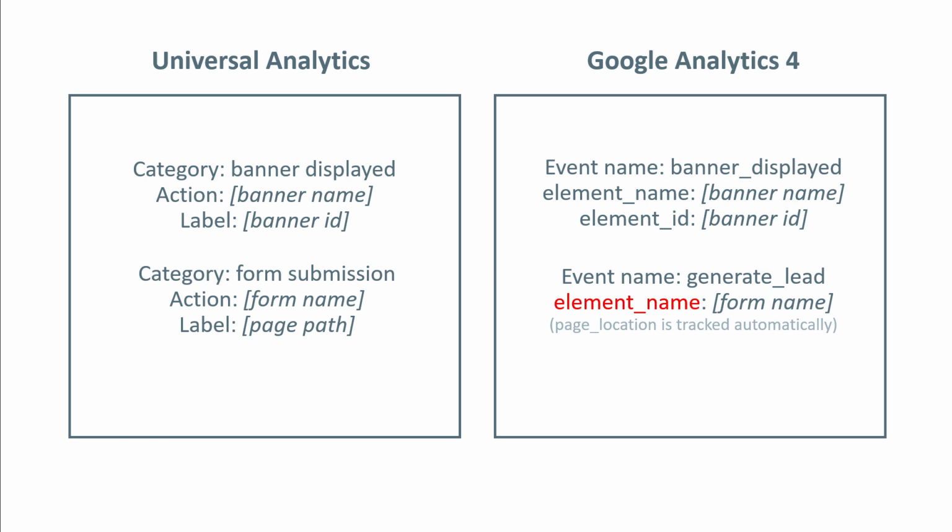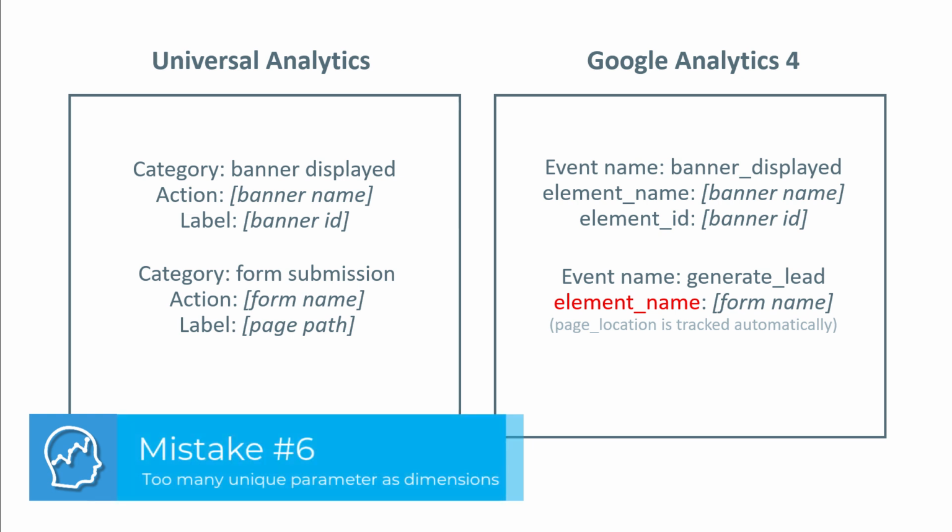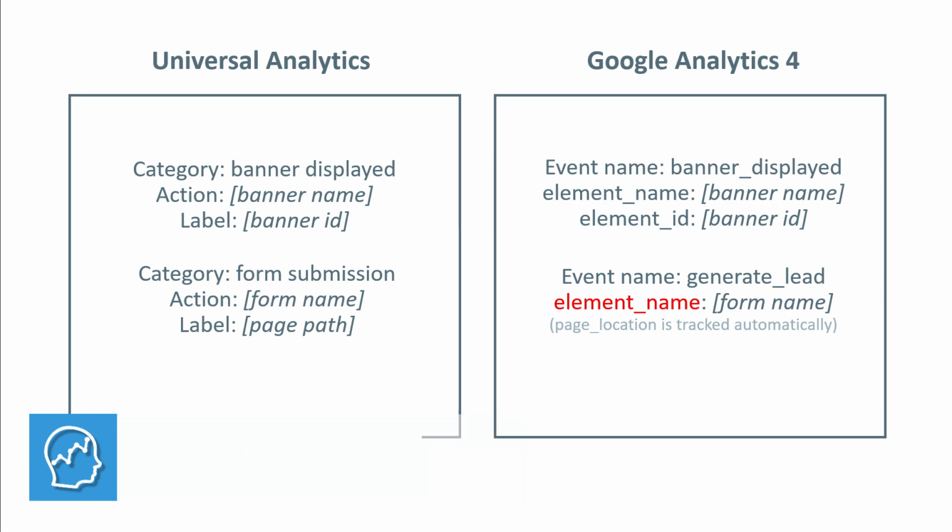But here you have to be careful because that's where we come to the next mistake. If you choose not to go with event category, event action, and event label in Google Analytics 4 setup, be aware of certain limitations in Google Analytics 4. Because if you decide to go with too many unique parameter names and you register them as custom dimensions, you will end up reaching the maximum limit of 50 custom dimensions per property.